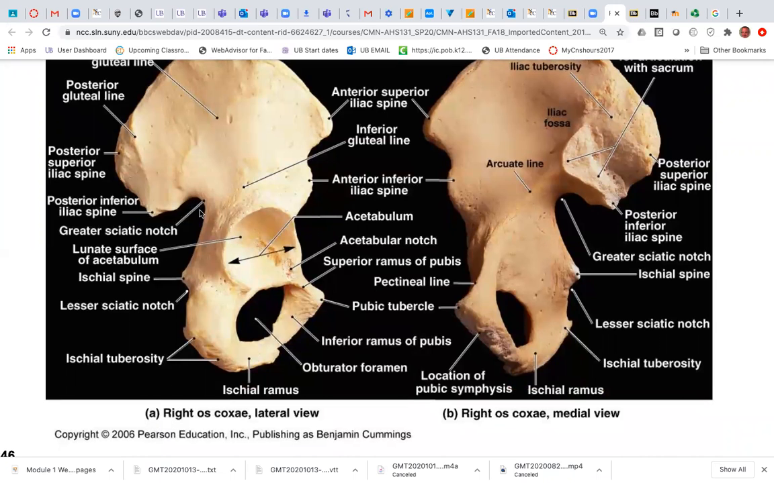Know the two notches, the greater sciatic notch and the lesser sciatic notch, with the ischial spine that separates the two. Ischial tuberosity, which is where the hamstrings originate, is posterior and inferior. In the front, pubic tubercle. This large hole in the center is called the obturator foramen. It's the largest foramen in the body. The obturator foramen is the largest.